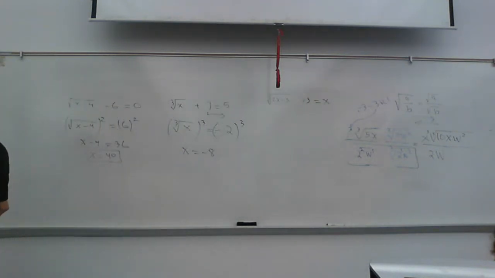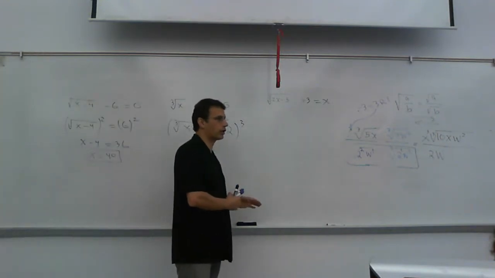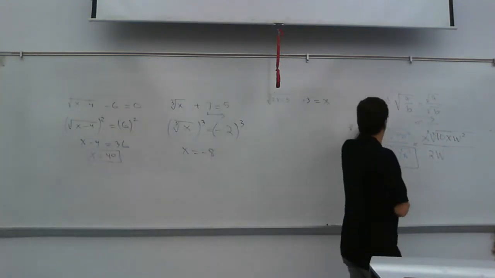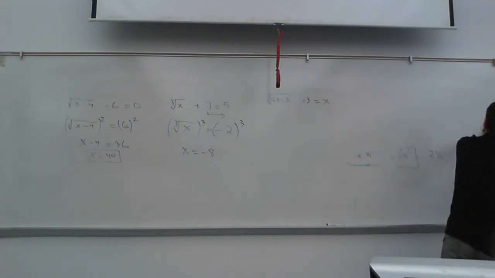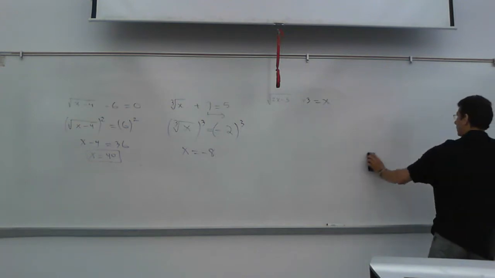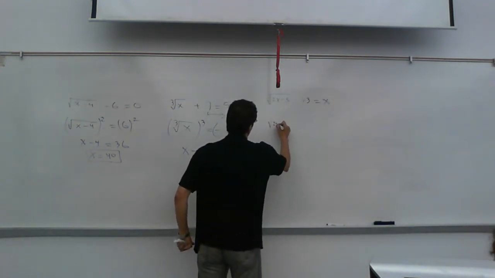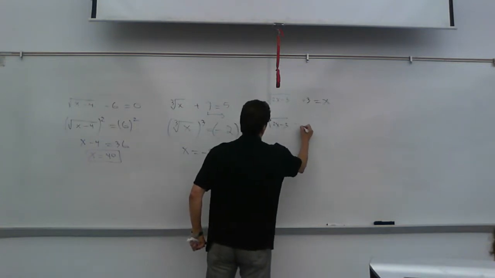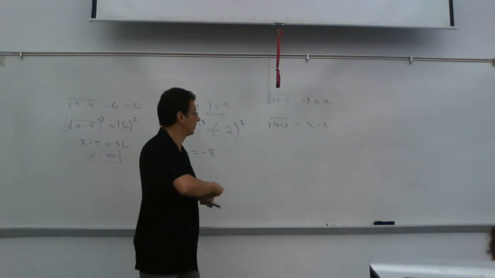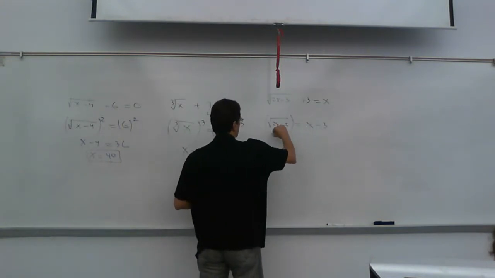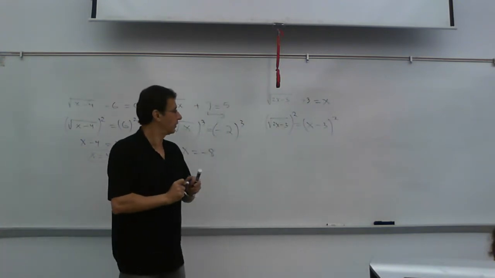By the way, as I mentioned before, when we did absolute value inequalities, whenever you check, you only check with the original equation, okay? So now, what do we do? What does it give us? Next? Square.